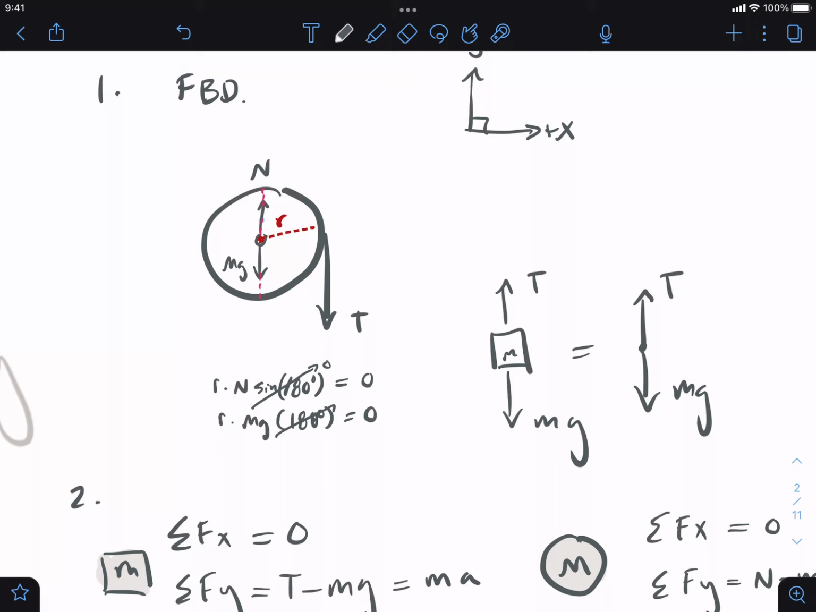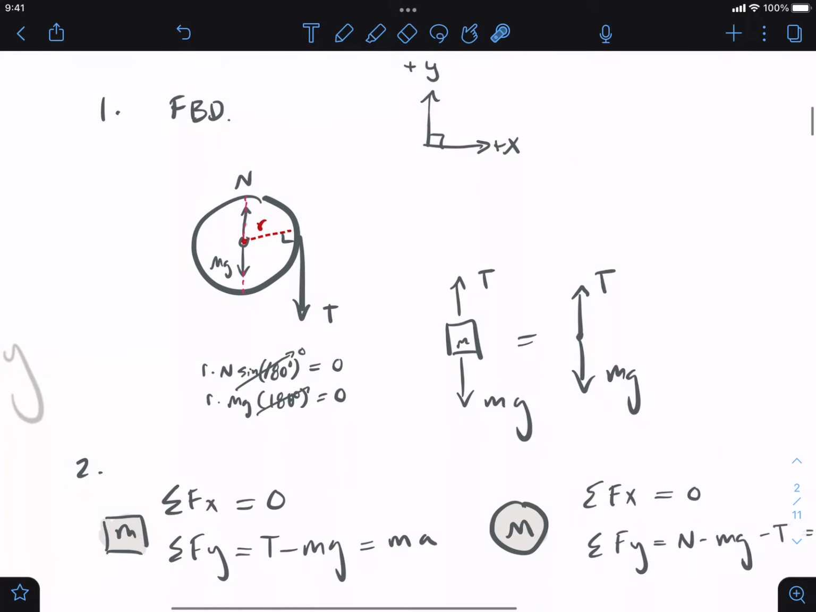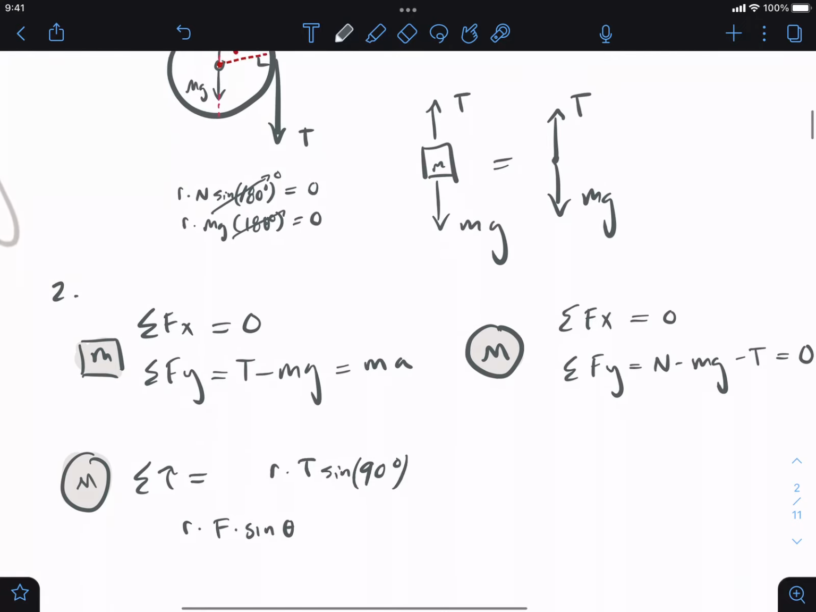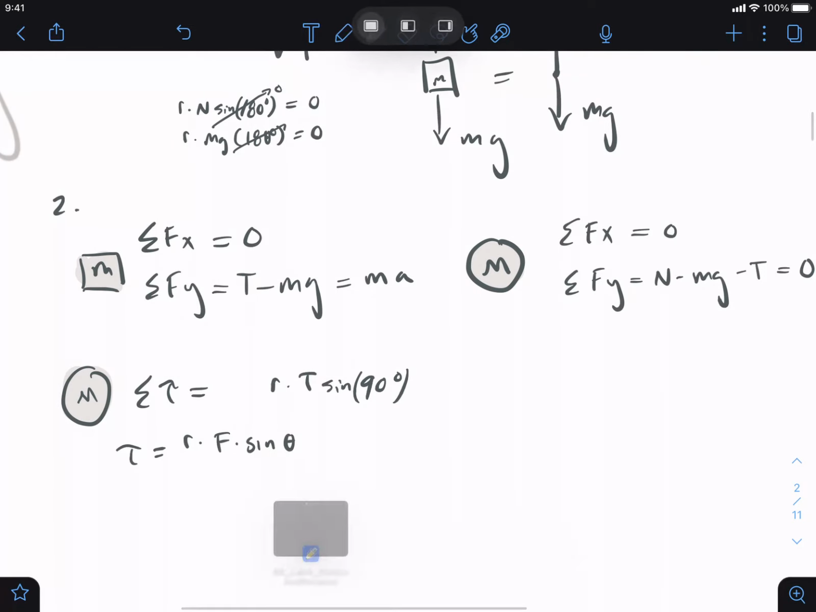What about the torque for my tension? Well, if I look at the angle that it has with the radial line, it has a 90-degree angle. So r is the distance away, so it has some radial distance away. It has some angle, 90 degrees. So let's plug those in, okay? So I have r times T sine of 90 degrees. Okay, now the important part here is this is just the general equation for torque.